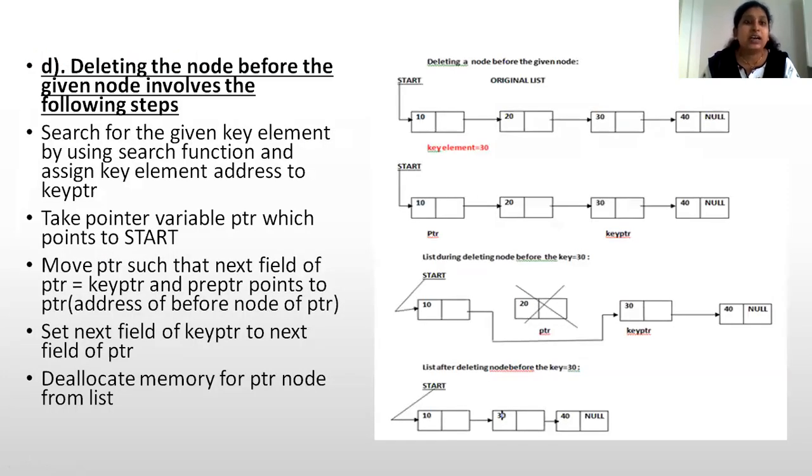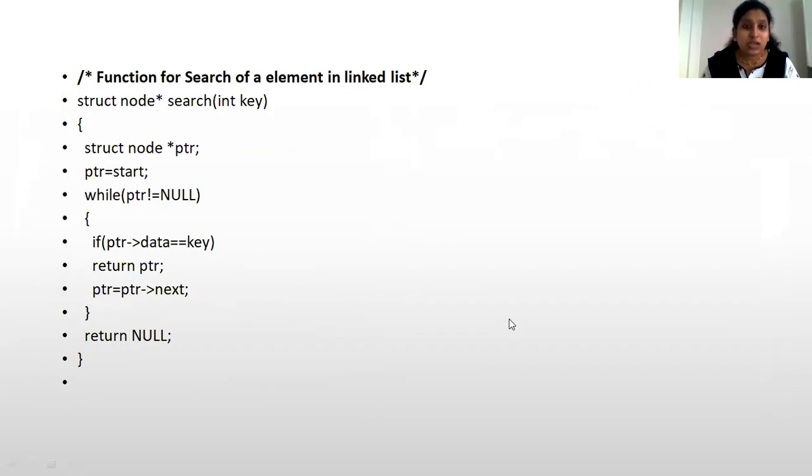Then deleting the node before the given node involves the following steps. If you want to delete any node before a given node, then with the help of this key pointer we are going to delete that particular node. Before that, we check whether this 30 is there in our list or not. Then after that, we delete the element which is there before that node. So this is the function definition for deleting a node before a given node.